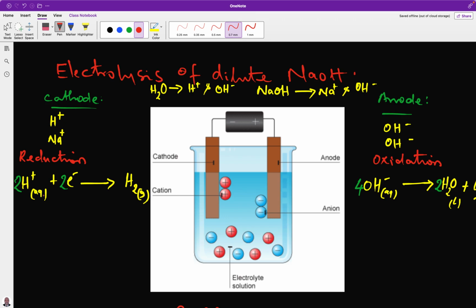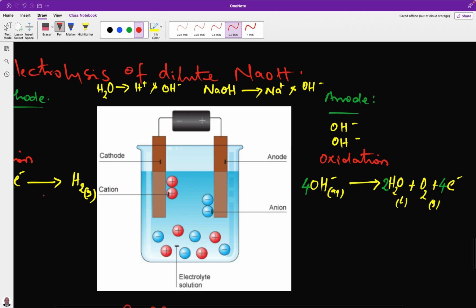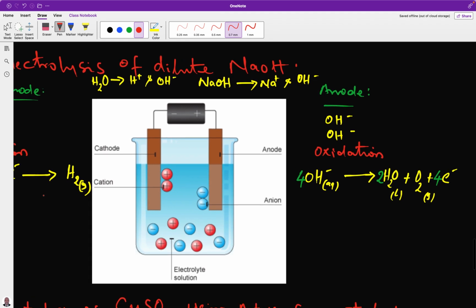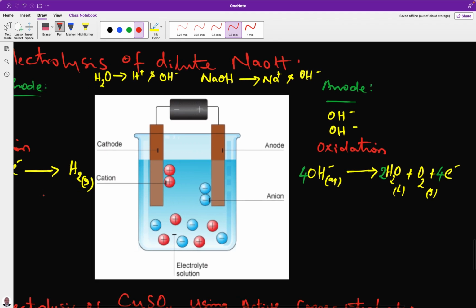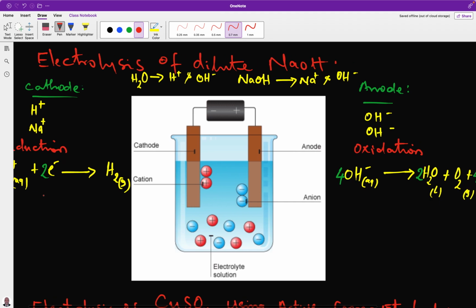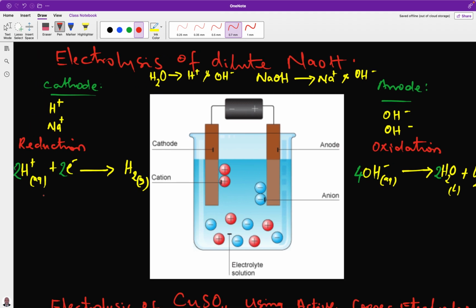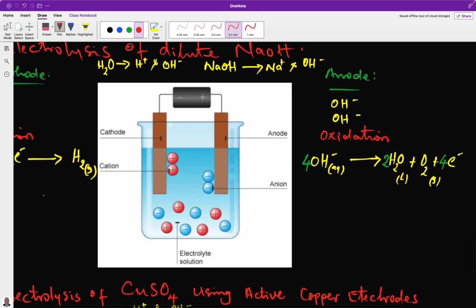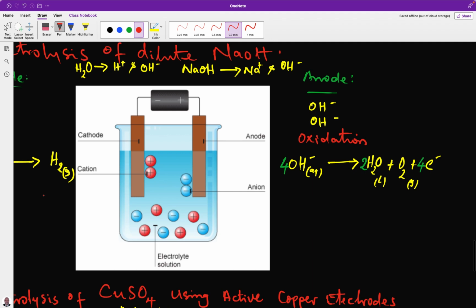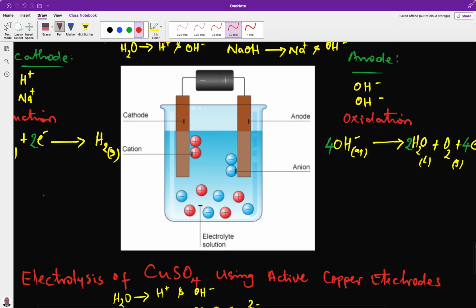It also led us to the electrolysis of dilute sodium hydroxide, which is the same thing. We had sodium and hydrogen, but hydrogen was given the priority at the cathode, and we had the OH. Hydrogen is reduced to hydrogen gas, and OH will release water and oxygen gas.